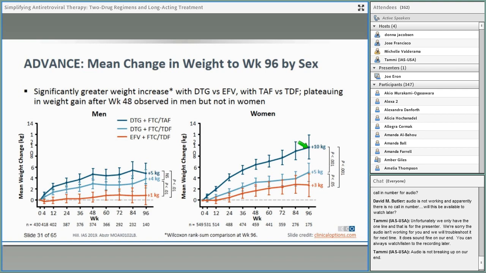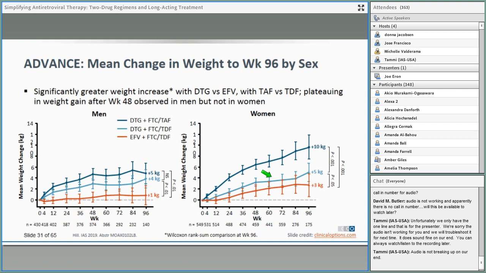Women gained on average, remember this is average, 10 kilograms, which is 22 pounds, compared to 5 kilograms with Dolutegravir FTC TDF and only 3 kilograms with efavirenz FTC TDF. So this is Dolutegravir FTC TDF. This is efavirenz FTC TDF. So again, there's this concern or issue related to weight gain, especially with second-generation integrase inhibitors plus TAF.